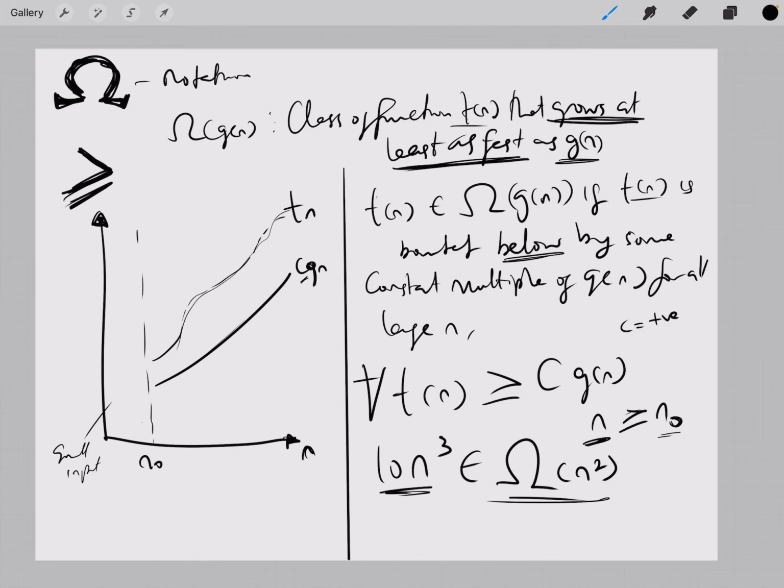So this is the stuff bounded by some constant multiple of g of n, where n is a large value. And then we say n cube is a member of big omega of n square, and that is true because it can grow much faster than n square, and that fits into this.